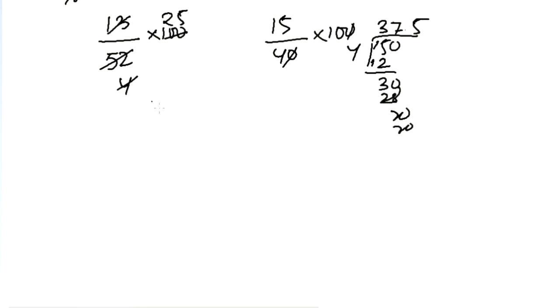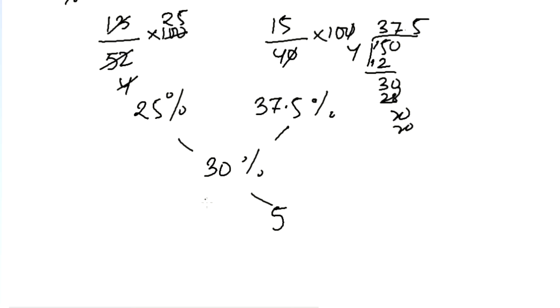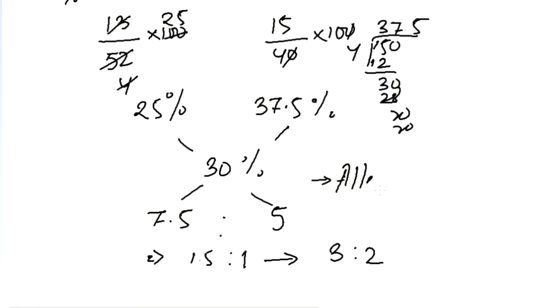So these are the two, and then here you write in the middle the 30% being mixed. Alligation is like this, you simply write in this form and then subtract crosswise. 30 minus 25 is 5, and 37.5 minus 30 is 7.5. So this is the ratio that we need. 7.5 is to 5, which is the same as 1.5 is to 1. And it can also be 3 is to 2, right? So this is the answer if you don't want to put it in decimals. Alligation.